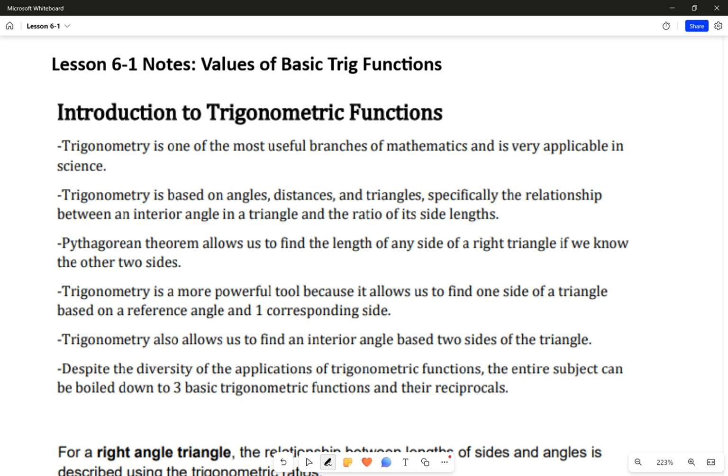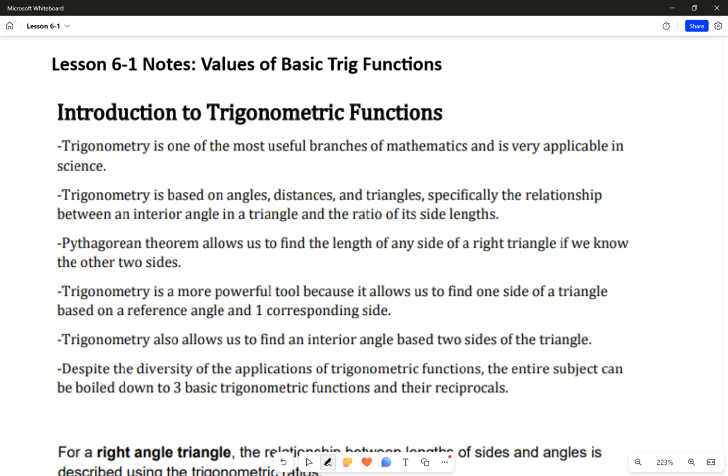Pythagorean theorem. It allows us to find the length of any side of a right triangle if we already know the other two sides. Trig is a more powerful tool because it allows us to find one side of a triangle based on a reference angle and a corresponding side. Trig also allows us to find an interior angle based on two sides of the triangle.